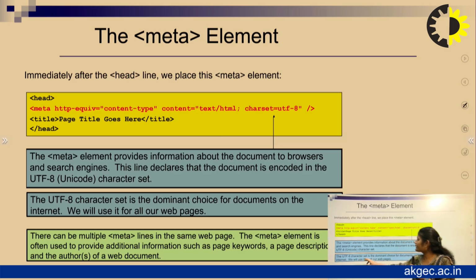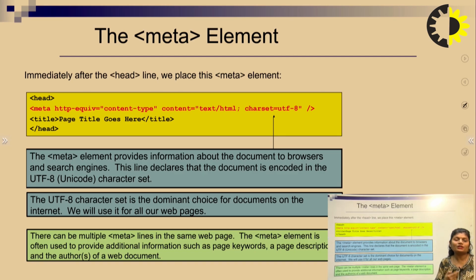The UTF-8 character set is the dominant choice for documents on the internet. We will use it for our web pages. There can be multiple meta lines in the same web page. The meta element is often used to provide additional information such as page keywords, the page description, the author of the web document, which type of content you are using in your website, which type of character set is being used. So that is all about the meta element.